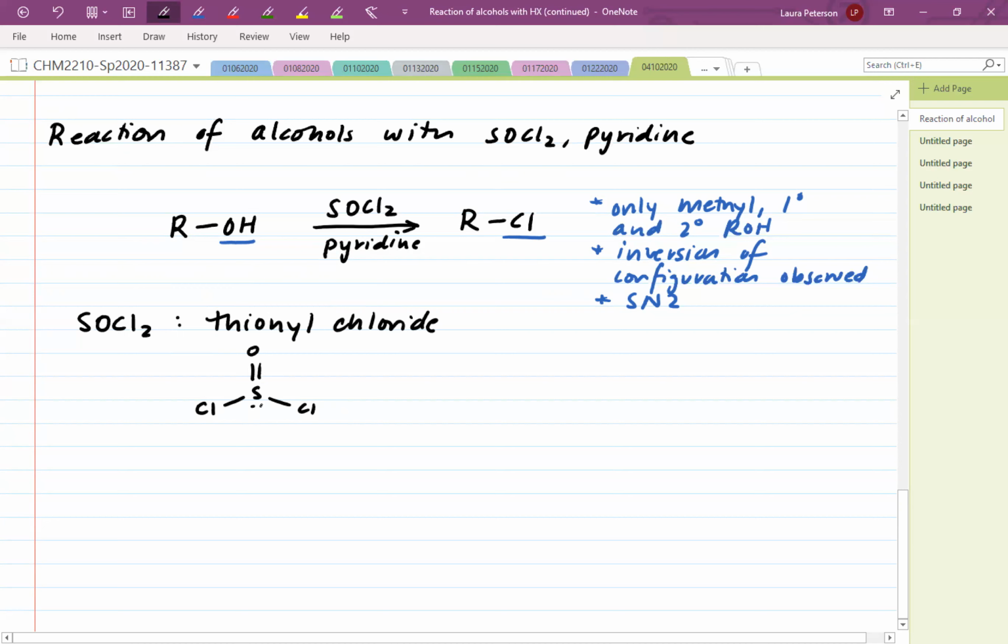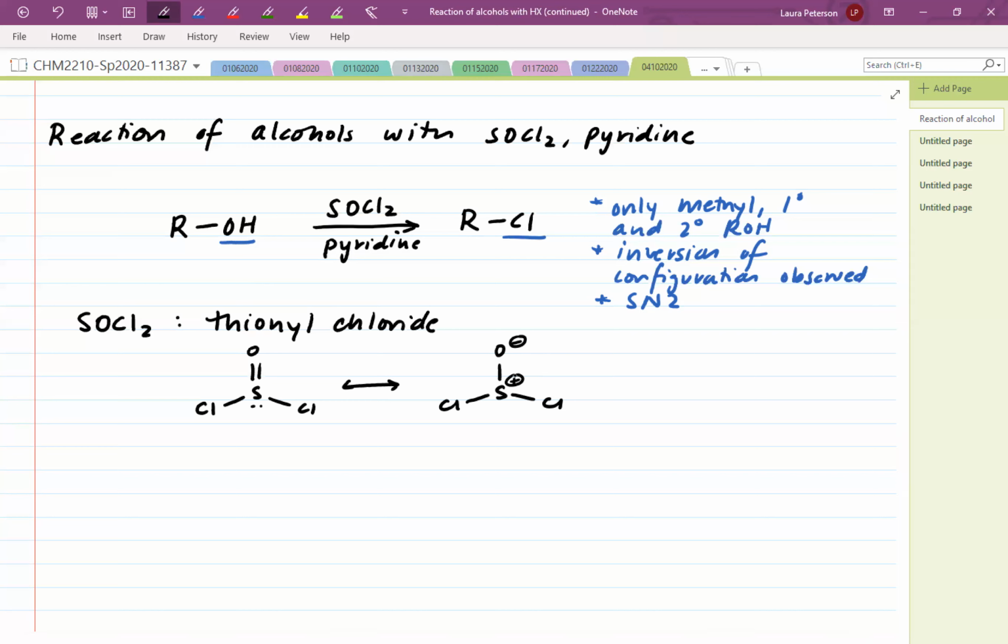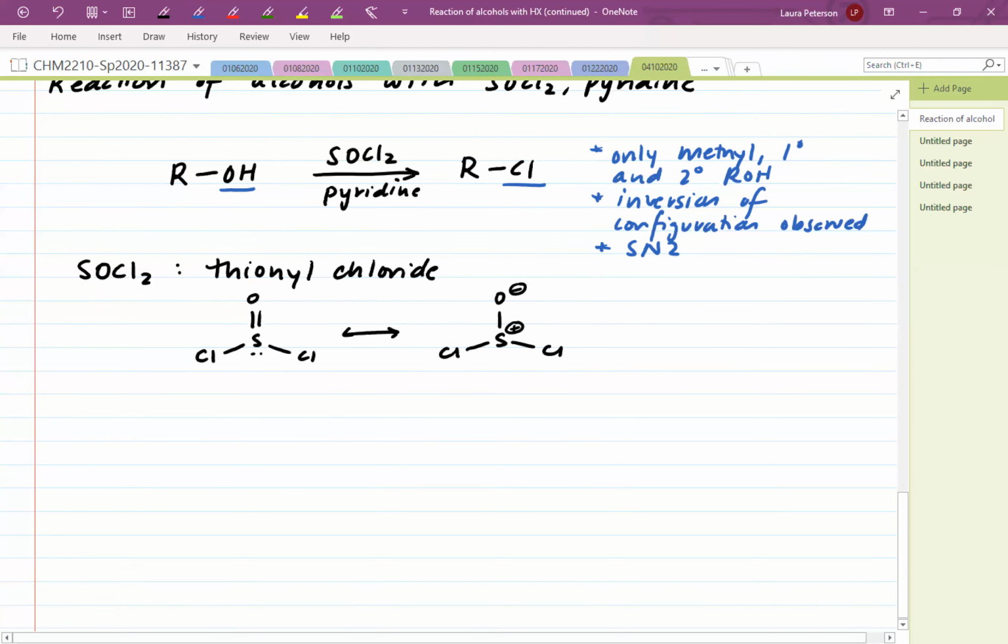Okay, so the sulfur is electrophilic in this structure. You could draw another resonance structure where you pull those electrons up on oxygen to have the oxygen anion, sulfur cation. That shows you that the sulfur is electrophilic. So if you were to look at the mechanism, you would see that the first step is for the OH to attack the sulfur of thionyl chloride.